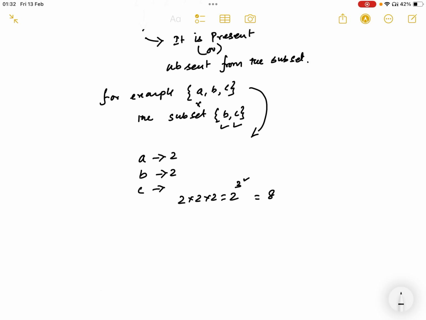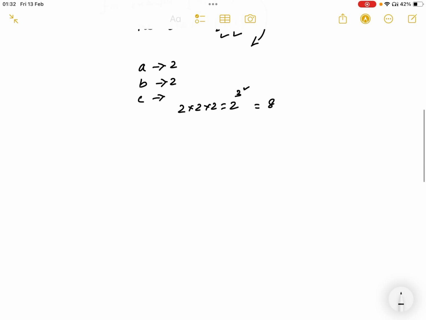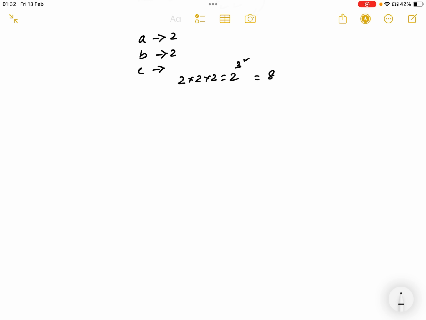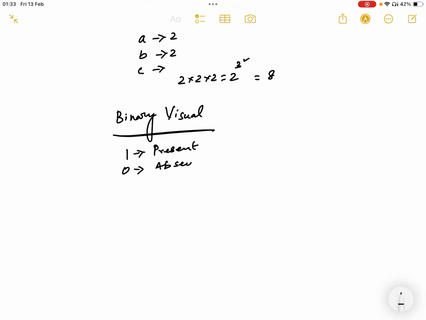Now we can even think like a computer. It will connect you to the real world experience. We'll call it a binary visual. We'll say 1 means present, 0 means absent. Let's take a set A, for example, having two elements A, B.